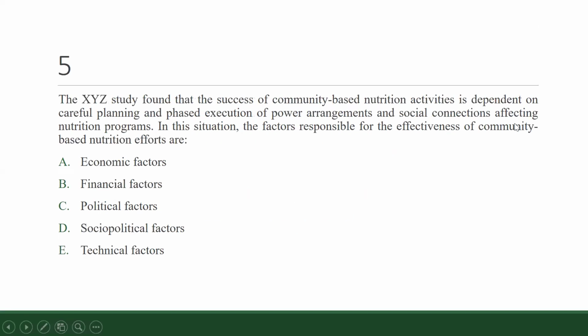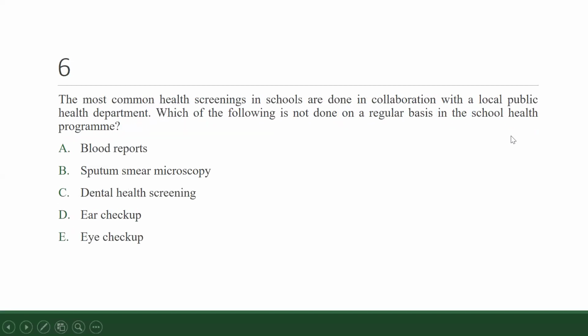The XYZ study found that the success of community based nutrition activities is dependent on careful planning and phased execution of power arrangements and social connections affecting nutrition programs. In this situation, the factors responsible for the effectiveness of community based nutrition efforts are A. Economic factors, B. Financial factors, C. Political factors, D. Socio-political factors, and E. Technical factors. The answer is D. Socio-political factors.